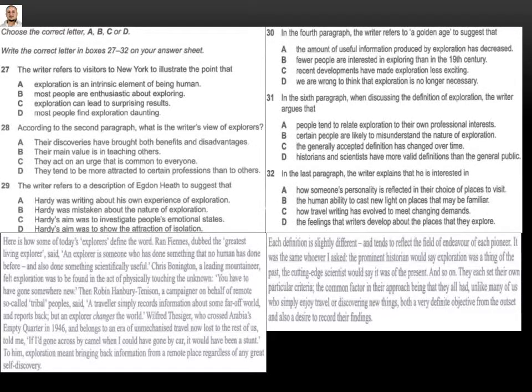31 says, in the sixth paragraph, so we leave paragraph number 5. In the sixth paragraph, when discussing the definition of exploration, the writer argues that A. People tend to relate exploration to their own professional interests. B. Certain people are likely to misunderstand the nature of exploration. C. The generally accepted definition has changed over time. D. Historians and scientists have more valid definitions than the general public. Okay, let's see.